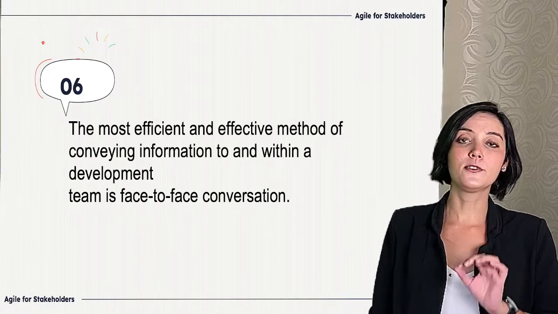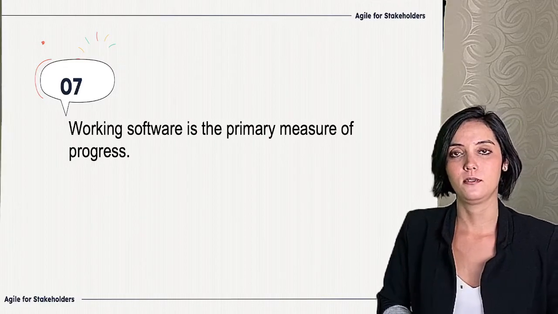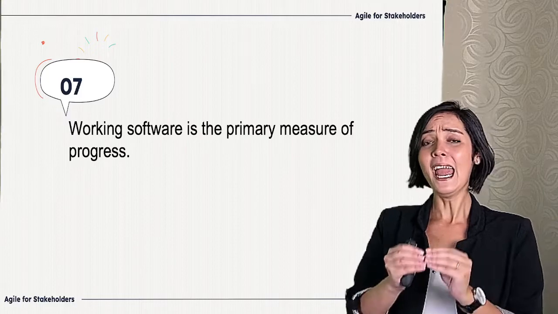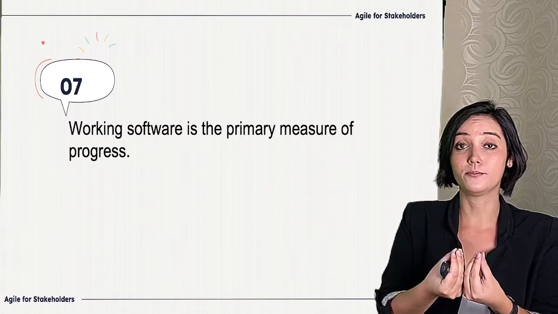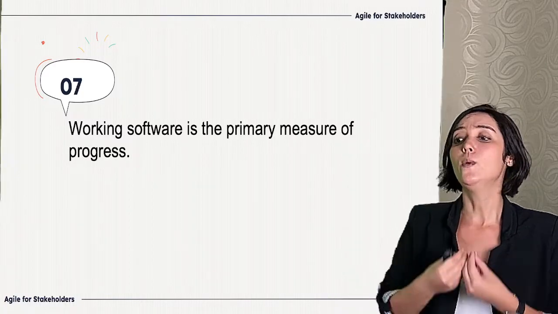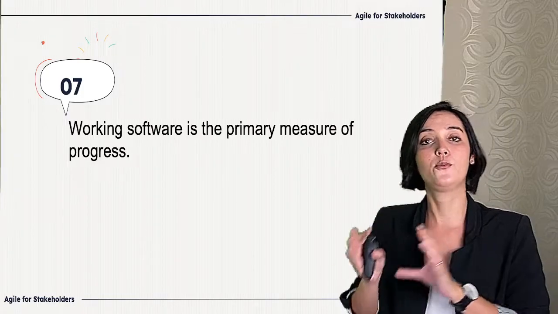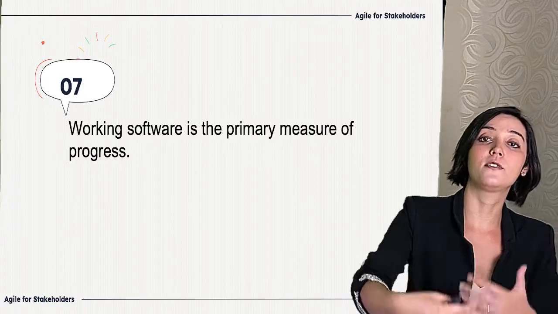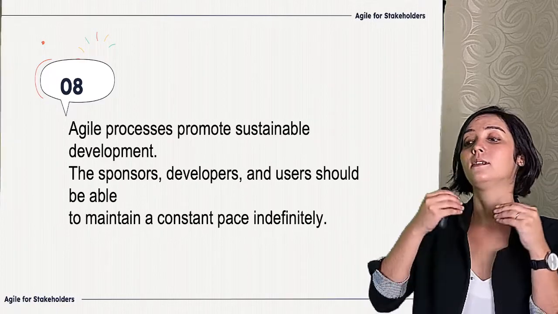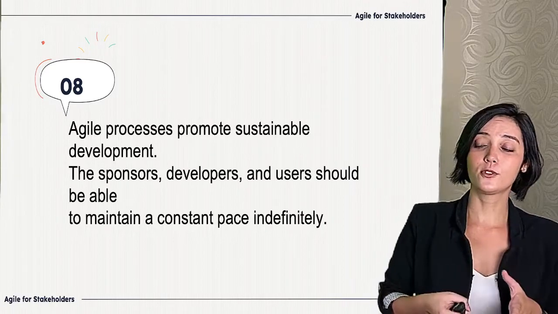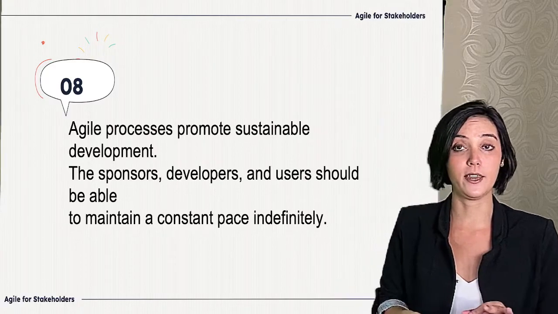Okay? Number 7, working software is the primary measure of progress. Okay, so as we need to deliver value to the merchant, to the client, to the customer, we need to deliver increments. So this is the measure of progress: every time we deliver something. Okay. Number 8, agile processes promote sustainable development. These sponsors, developers, and users should be able to maintain a constant pace indefinitely.